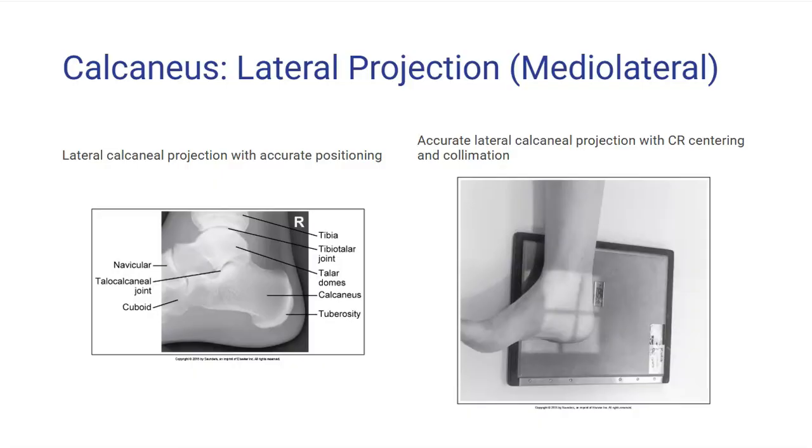Image analysis guidelines for the lateral calcaneus projection state that the lower leg and foot are at a 90-degree angle with a neutral ankle joint. The proximal talar domes are aligned. The tibio-talar joint space is open. The distal fibula is demonstrated about a ½ inch distal to the distal aspect of the medial tibia.